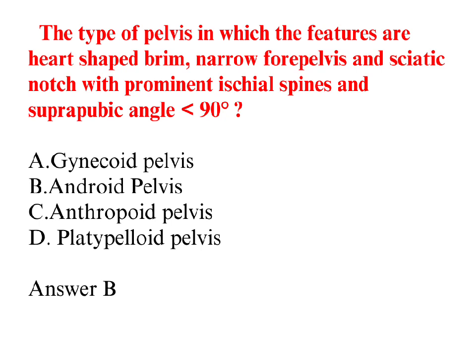Next, the type of pelvis in which the features are heart-shaped brim, narrow forepelvis, and sciatic notch with the prominent ischial spines and suprapubic angle is less than 90 degrees. Okay, we will see the answers. First you should know about the question meaning.